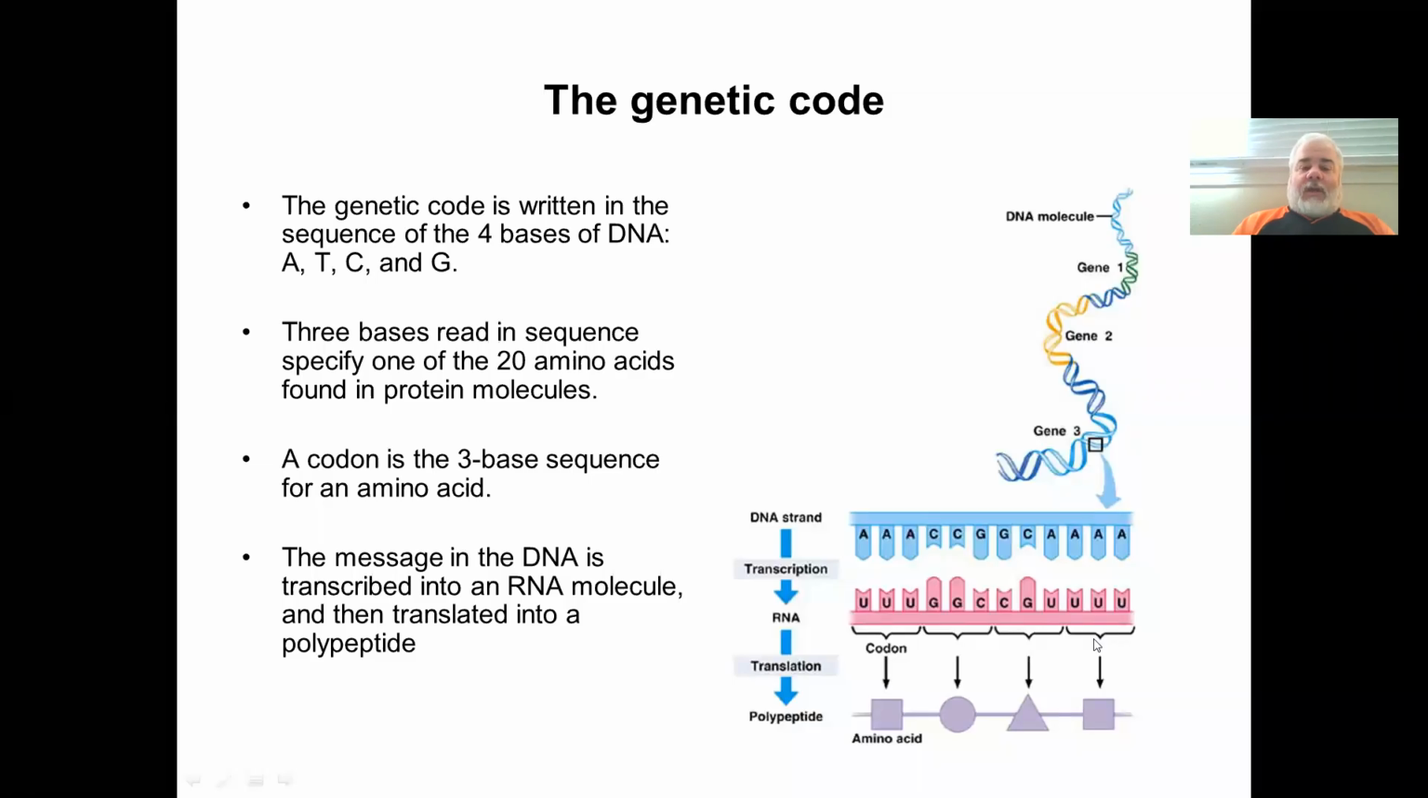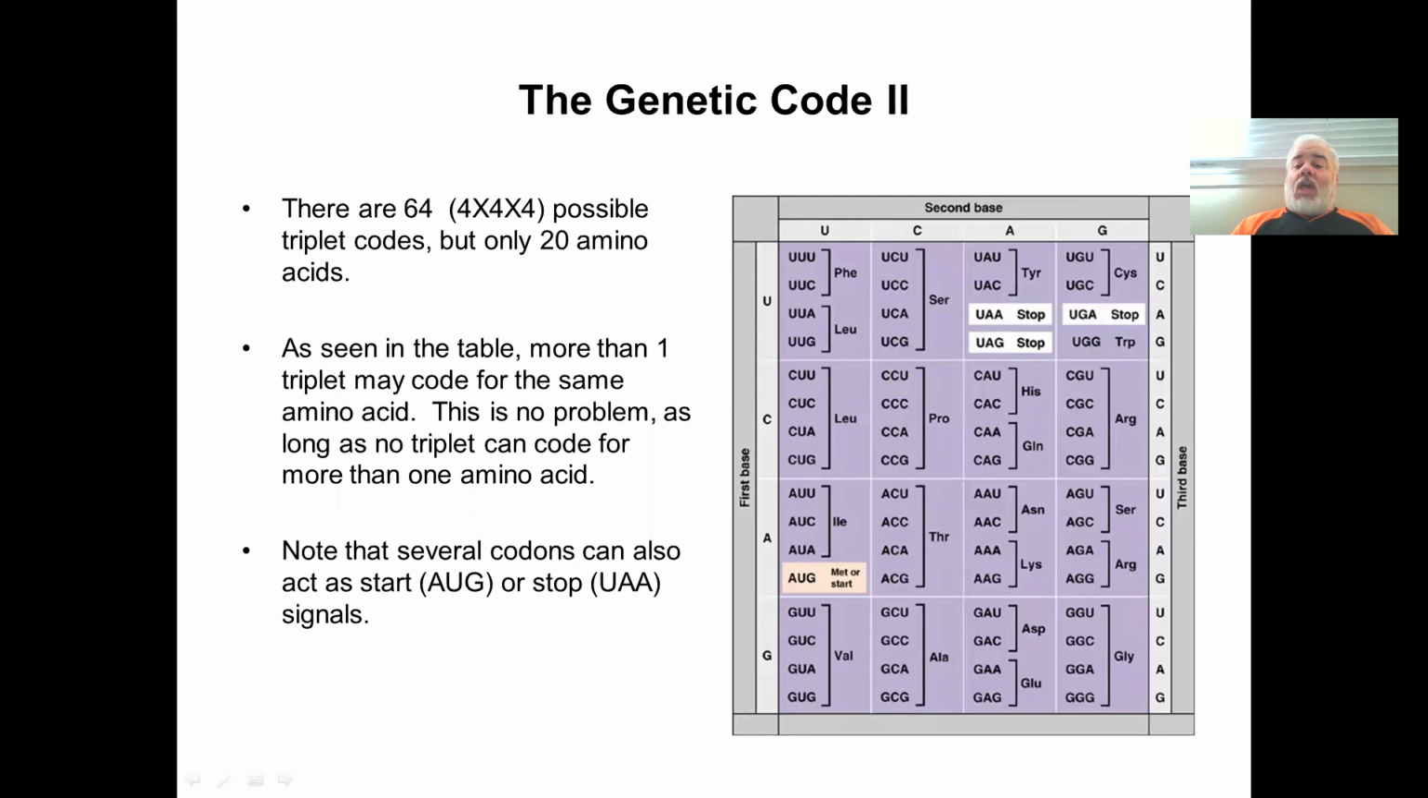All right, so we talked about the genetic code. Now here is the table for the genetic code. And because there are 4 bases, A, T, G, and C, or in the RNA actually, A, U, G, and C, right? There are 4 possible bases in RNA.